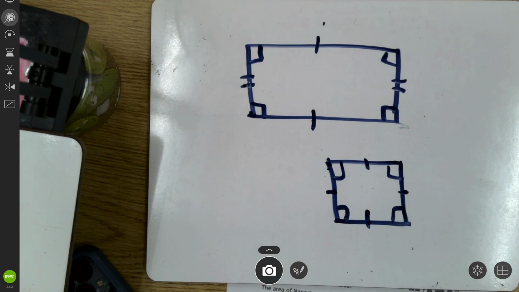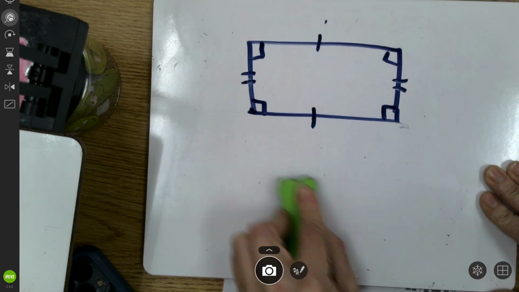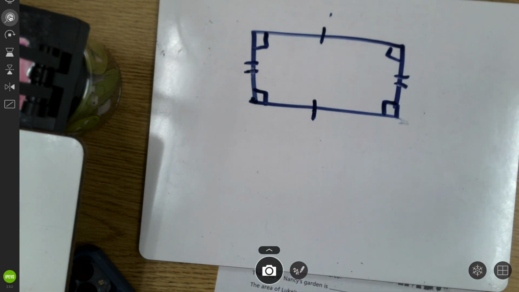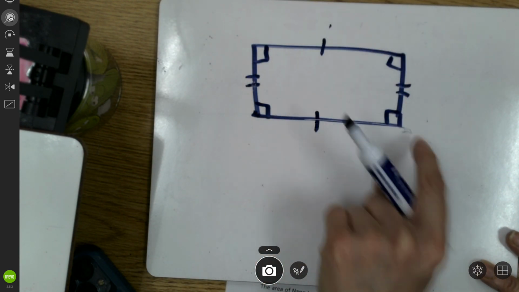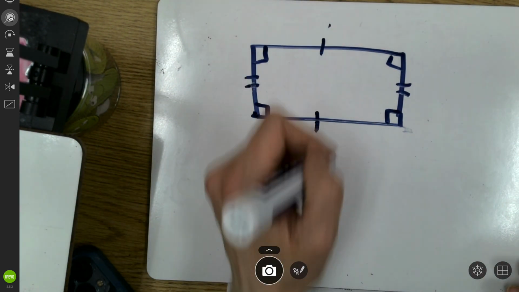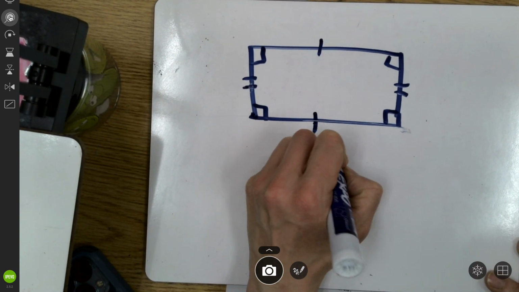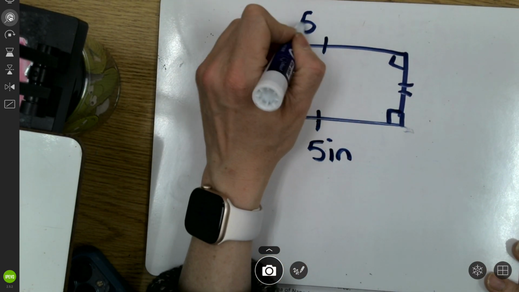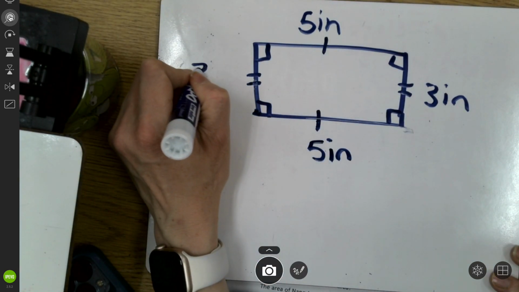So this year, a couple of months ago, we worked on solving for the perimeter. The perimeter is the distance around the shape, okay? So to find the perimeter, so let's see here. We're going to have 5 inches, 5 inches, 3 inches, 2 inches.